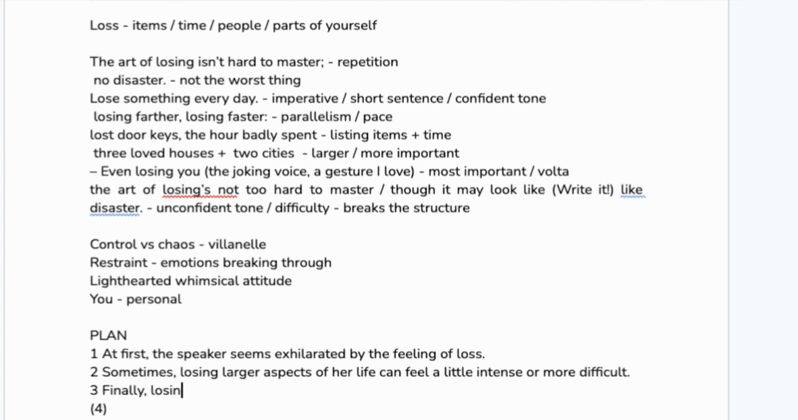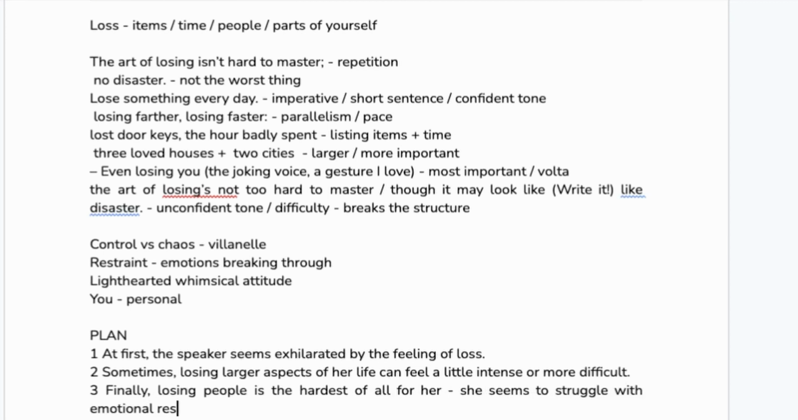Finally, losing people is the hardest of all for her. She seems to struggle with emotional restraint when she thinks of the loved one that she lost.